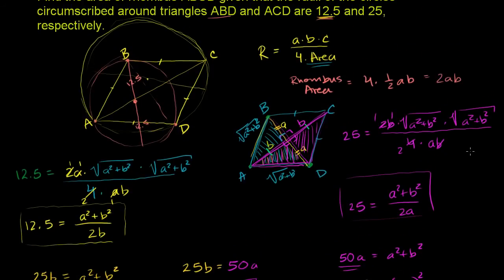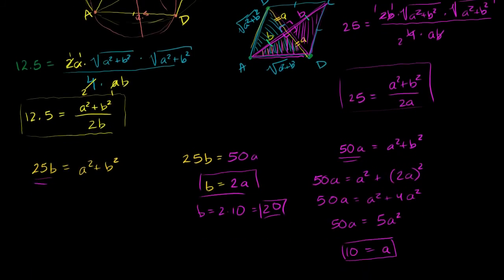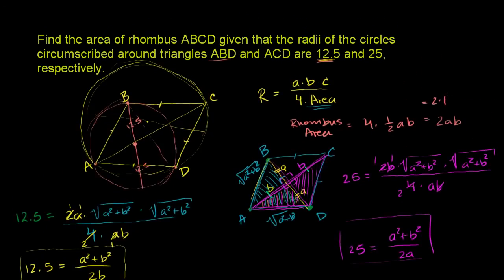So we know a is 10, b is 20. We just have to go right back here to figure out the area of the rhombus. The area of the rhombus is equal to 2 times a, which was 10, 2 times 10 times 20. This is 20 times 20. This is equal to 400. And we're done. The area of rhombus ABCD is 400.